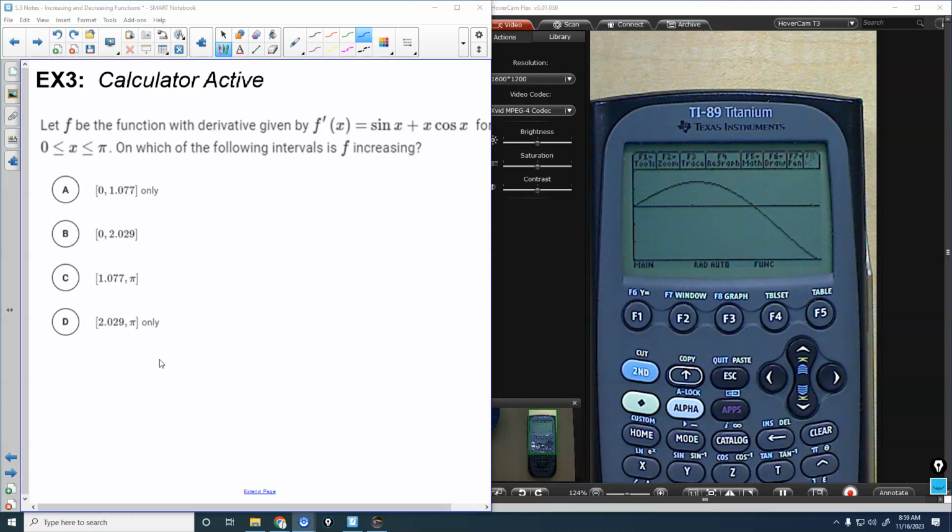Not A. It seems like it should be A. It's not A. What are they asking us about? Increasing for which function? The original. Are we looking at the original? No. We are not looking at the original. We are looking at the derivative.